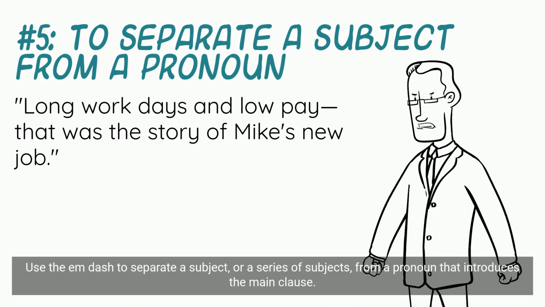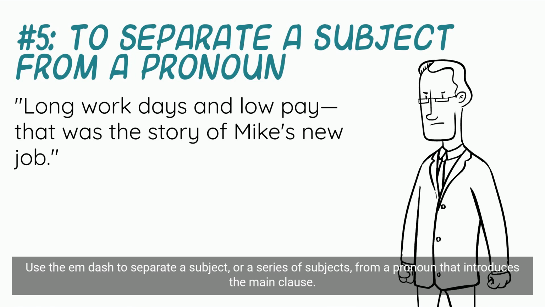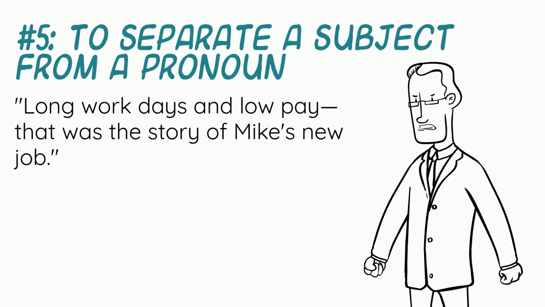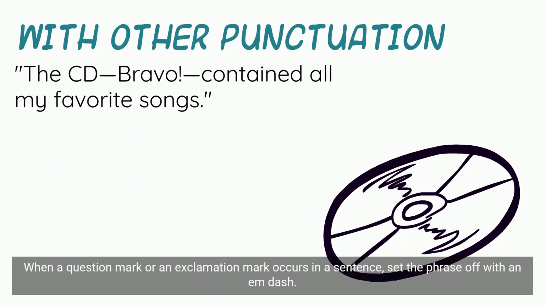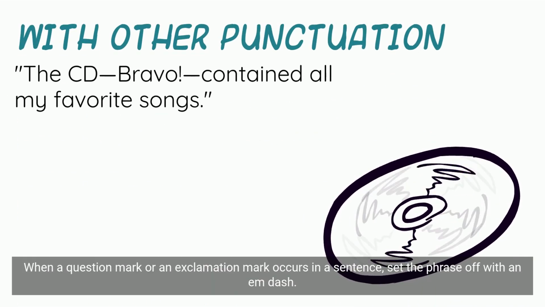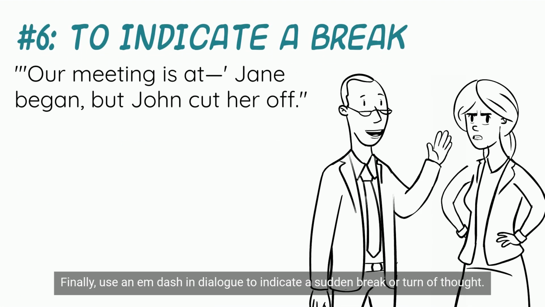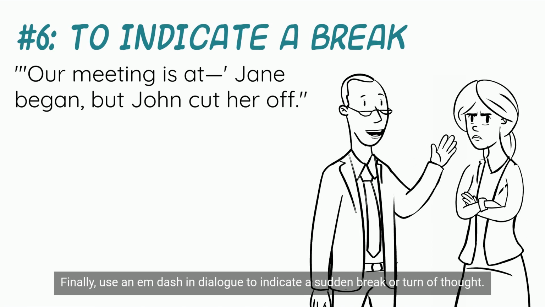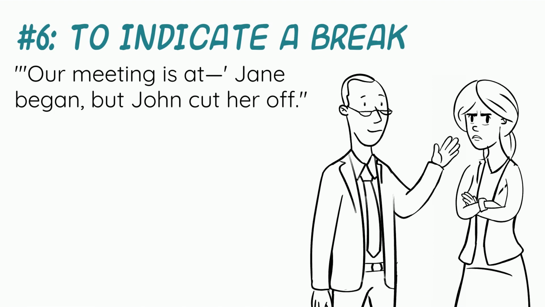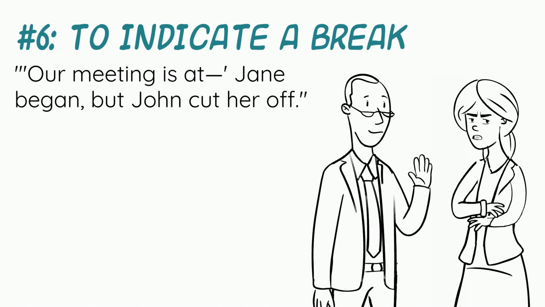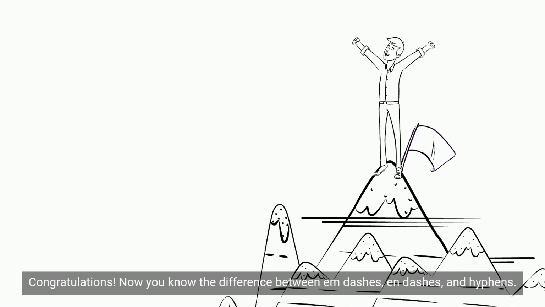Use the M dash to separate a subject or a series of subjects from a pronoun that introduces the main clause. When a question mark or an exclamation mark occurs in a sentence, set the phrase off with an M dash. Finally, use an M dash in dialogue to indicate a sudden break or turn of thought. Congratulations! Now you know the difference between M dashes, N dashes, and hyphens.